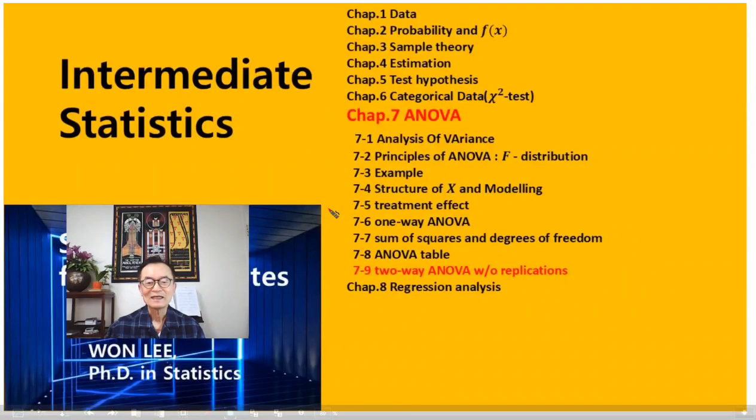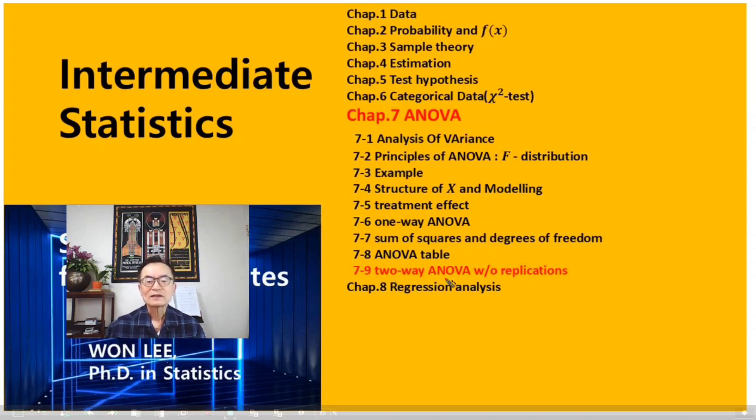Everyone, I'm Won Lee. Today, I'm going to explain two-way ANOVA without replication. When you consider two factors, say temperature and pressure, you use two-way ANOVA.